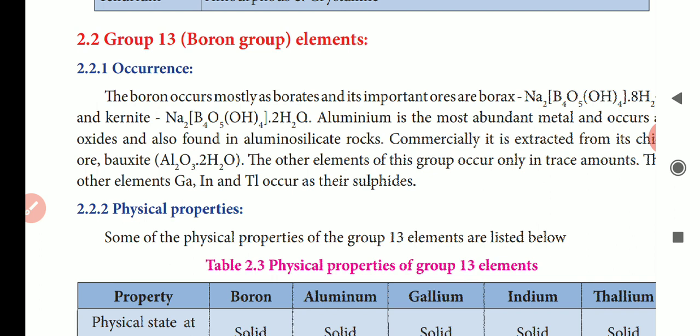Now we will discuss P block elements. What are P block elements? If the last electron goes to the p orbital, that block is called a P block element. The elements of group 13 to group 18 are called P block elements.